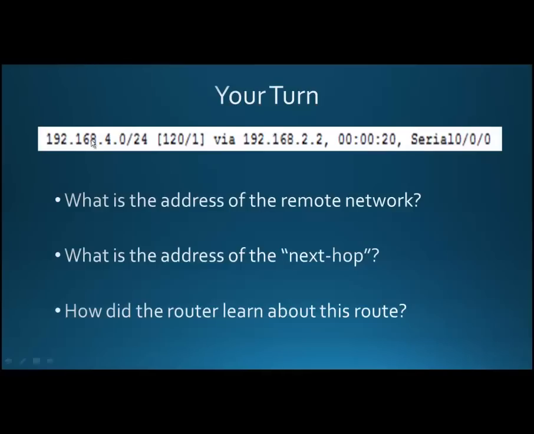All right, so the address of the remote network is right here, 192.168.4.0. The address of the next hop is here, and I learned about it through RIP because this says 120.